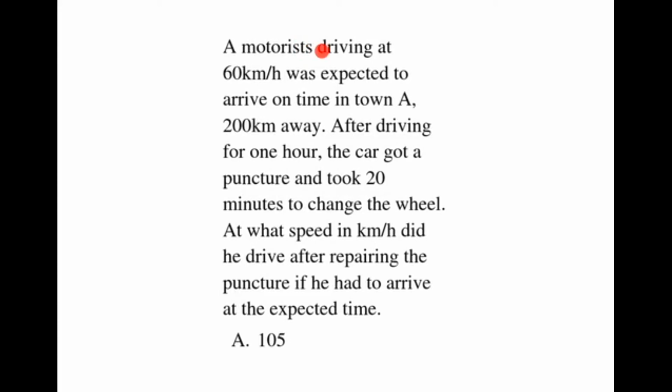A motorist driving at 60 kilometers per hour was expected to arrive on time in town A, 200 kilometers away. After driving for 1 hour, the car got a puncture and took 20 minutes to change the wheel. At what speed in kilometers per hour did he drive after repairing the puncture if he aimed to arrive at the expected time? Solution.